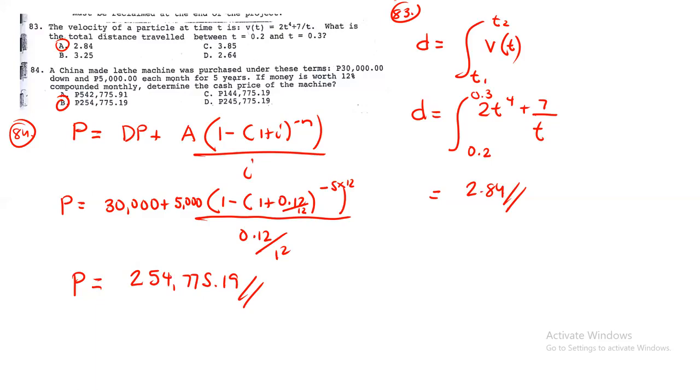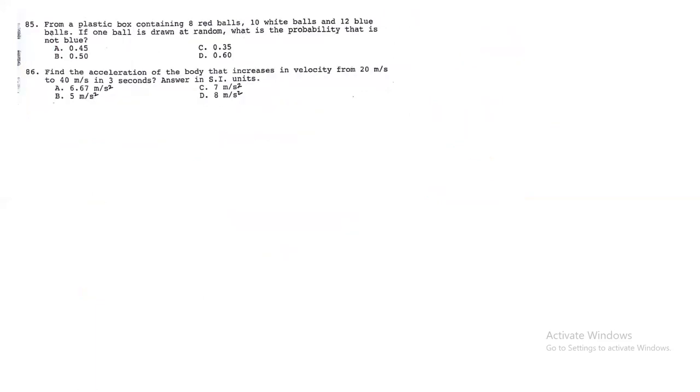So next, 85. From a plastic box containing 8 red balls, 10 white balls, and 2 blue balls, if one ball is drawn at random, what is the probability that it is not blue? So ito, madali lang to. So syempre, para makuha natin yung not blue, bibilangin mo lang yung red at white balls. So, wag mong isasama yung blue balls. So, ilan yung red? 8 plus, ilan yung white? 10. Divide mo sa total na 8 plus 10 plus 2. So, ilan yan lahat? So, 0.90.